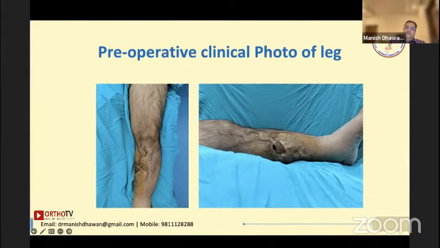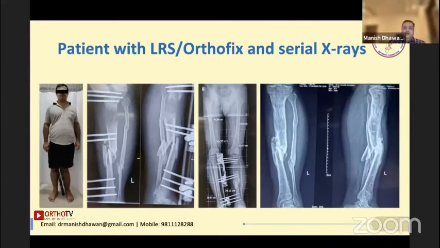This is the same wound, which is basically a deep full thickness. So I took a plastic surgery opinion. They said just leave it, it will go by on its own, and we don't require any plastic surgery procedure. There was no infection. So what I did, instead of touching these fragments, I just left the gap and did a proximal corticotomy and started transporting.